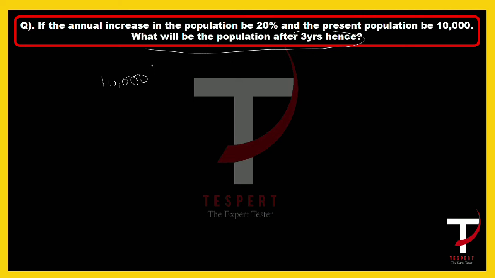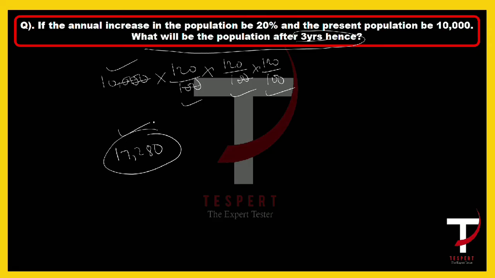So present population into 20% increase. 20% increase means 100 plus 20, which means 120 by 100. For how many years? For 3 years, right? So 120 by 100 into 120 by 100 into 120 by 100. If we were asked to find out for 4 years, then we would consider one more value, but here it is only 3 years, so we consider only 3 cases: this is the first year, this is the second year, this is the third year, and this is the present population. Calculate this, cancel all the zeros and calculate. You will get the population after 3 years as 17,280, with 20% increase every year.